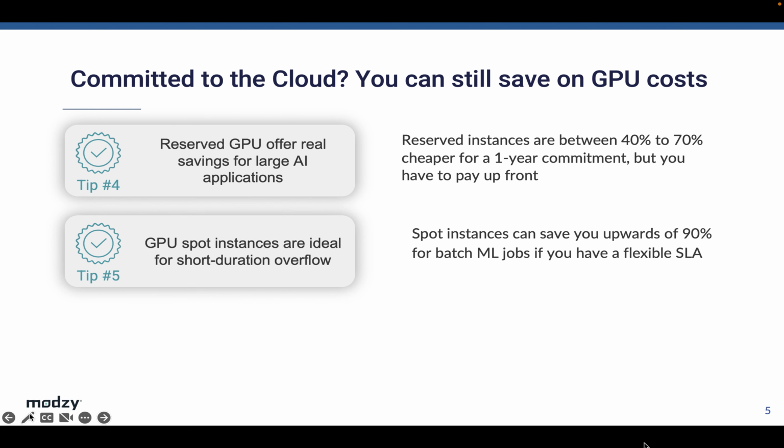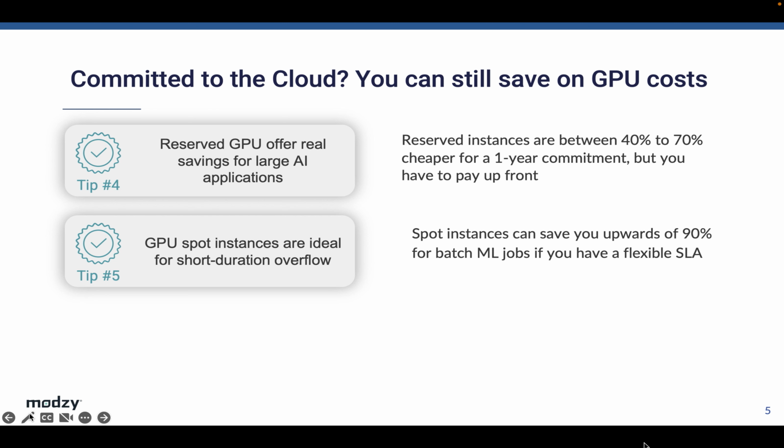Now, if you're committed to the cloud, you can still save on GPU costs. So there's a couple of things to look at. One is reserved instances. These are available on both AWS as well as Azure. And depending on the type of instance and what region you're in, each of the cloud providers has different costs in different regions, you can save anywhere from 40 to 70% if you're willing to make basically a 1-year commitment up front.